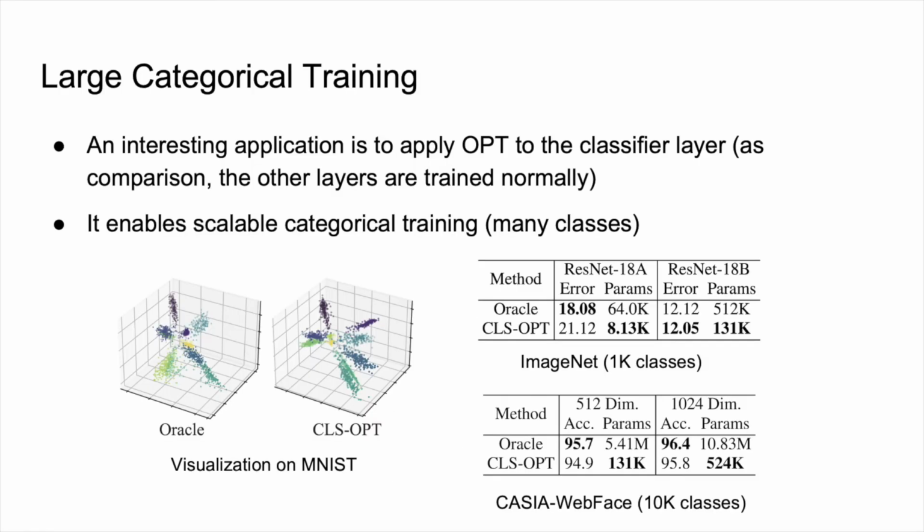Finally, we demonstrate another useful application of OPT, which is to simply apply OPT to the classifier layer. Taking advantage of OPT's parameter efficiency, we can make the number of parameters in the classifier layer independent of the number of classes. Therefore, for a large number of classes, OPT is much more scalable than the standard training.